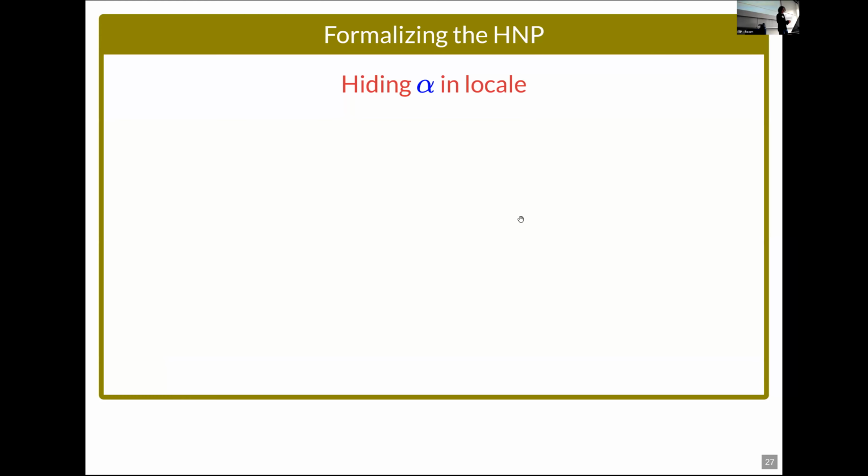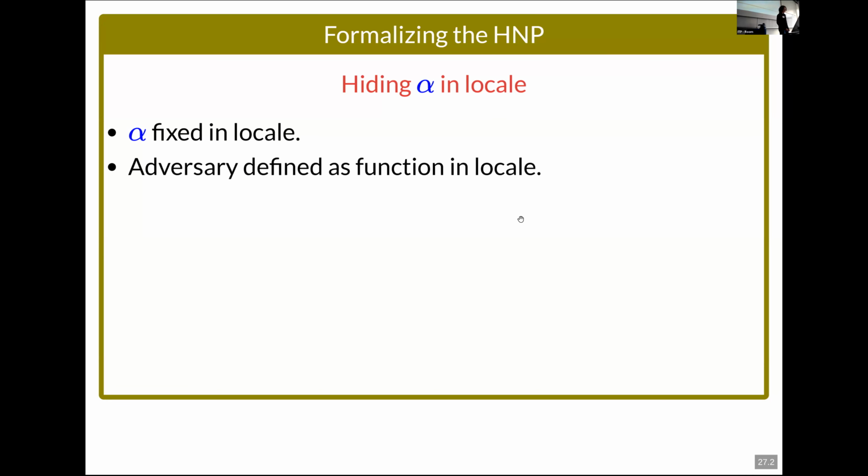Okay, so the last thing I want to talk about is just something kind of cute. What does it mean for alpha to be a hidden number? Really, it means the adversary doesn't know alpha. We're fixing alpha in a locale, and we're also defining the adversary in a locale. And if we define them in the same locale, well, the adversary could just return alpha, and that would be cheating.